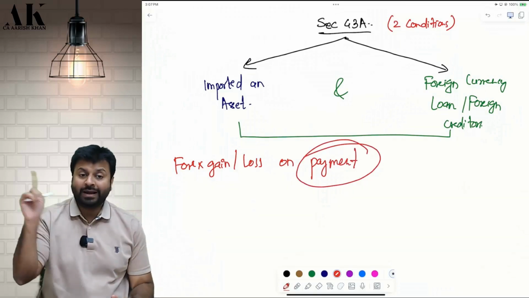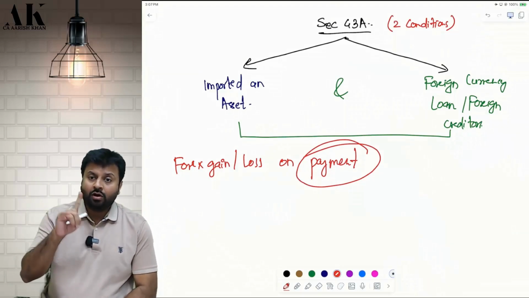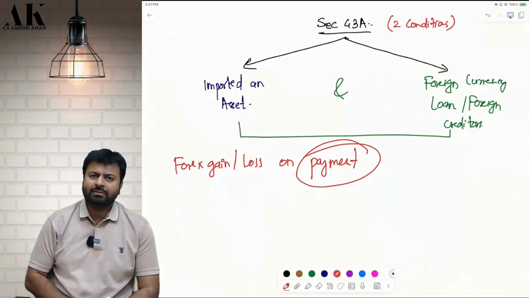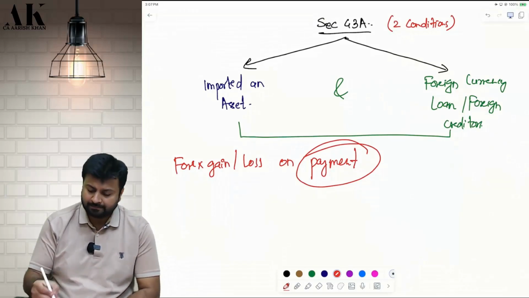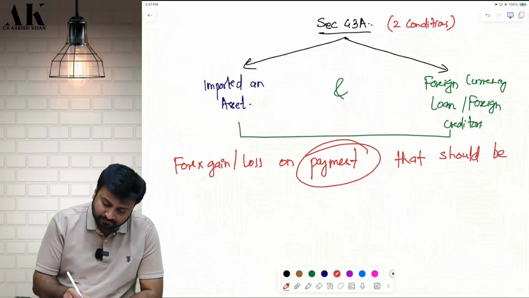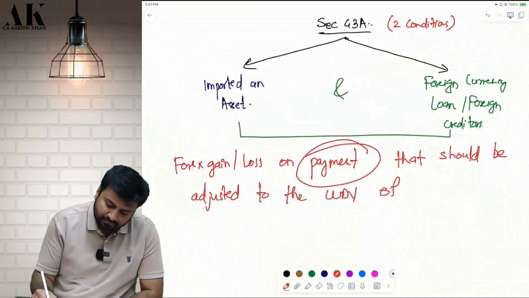Payment, not on balance sheet date, not on 31st March. Whatever gain or loss comes on payment, that is, whenever you pay, if there is a loss or a gain at that time, that should be adjusted to the WDV of the asset.